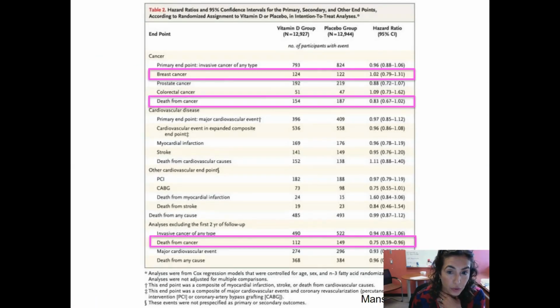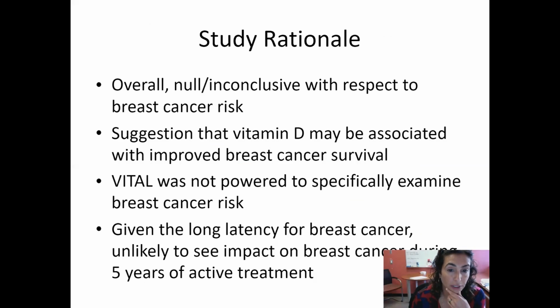They did not see an association with breast cancer. There was some suggestive evidence that death from cancer, and this is death from all cancers, may be inversely associated with randomization to vitamin D. So our rationale was that the data with respect to breast cancer risk was null or inconclusive, though there is some suggestive evidence that vitamin D may be associated with improved breast cancer survival. It's important to note that VITAL was not powered to specifically examine breast cancer risk. And given the long latency for breast cancer, on the order of 15 to 20 years, it is unlikely that we would see an impact on breast cancer during the 5 years of active treatment.